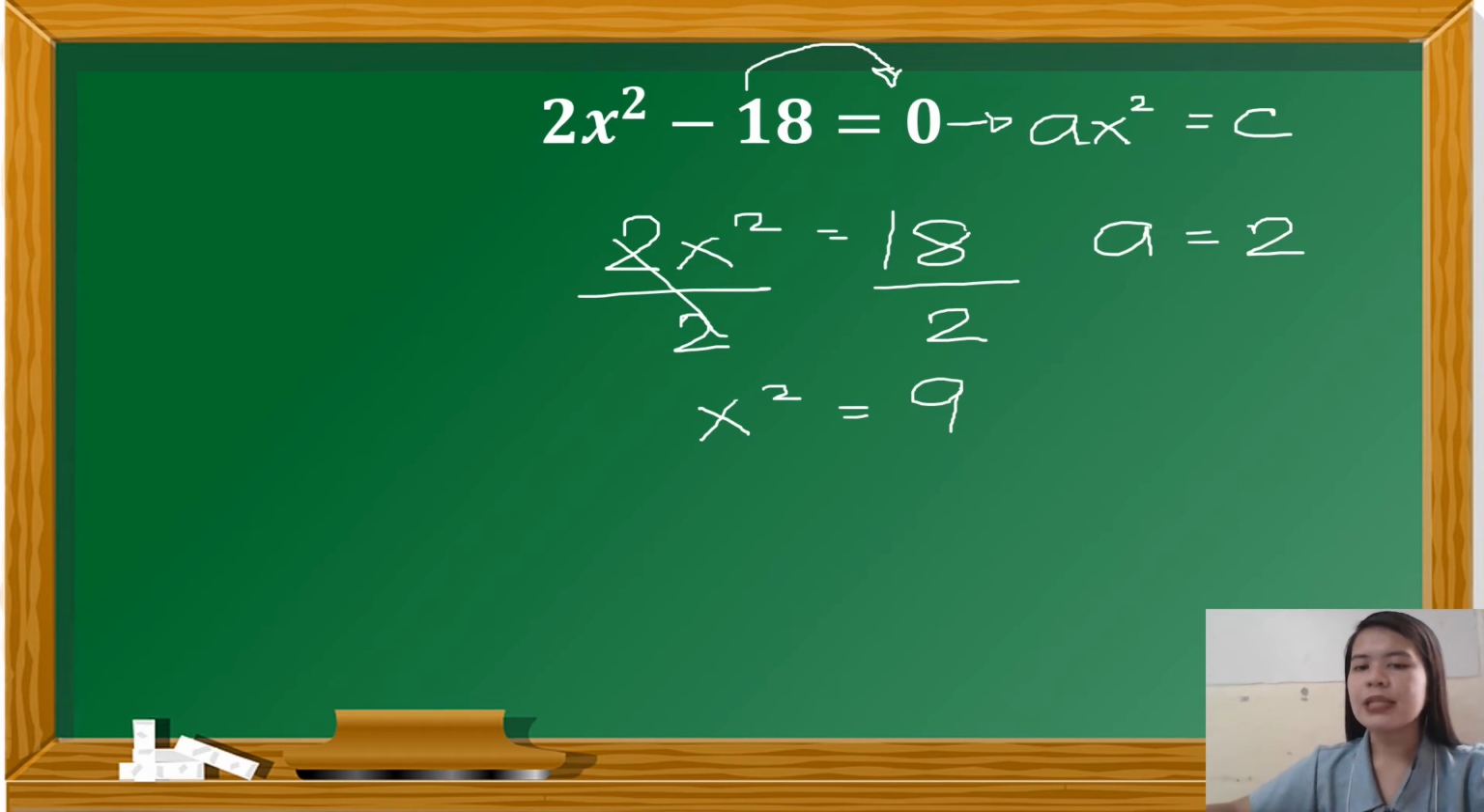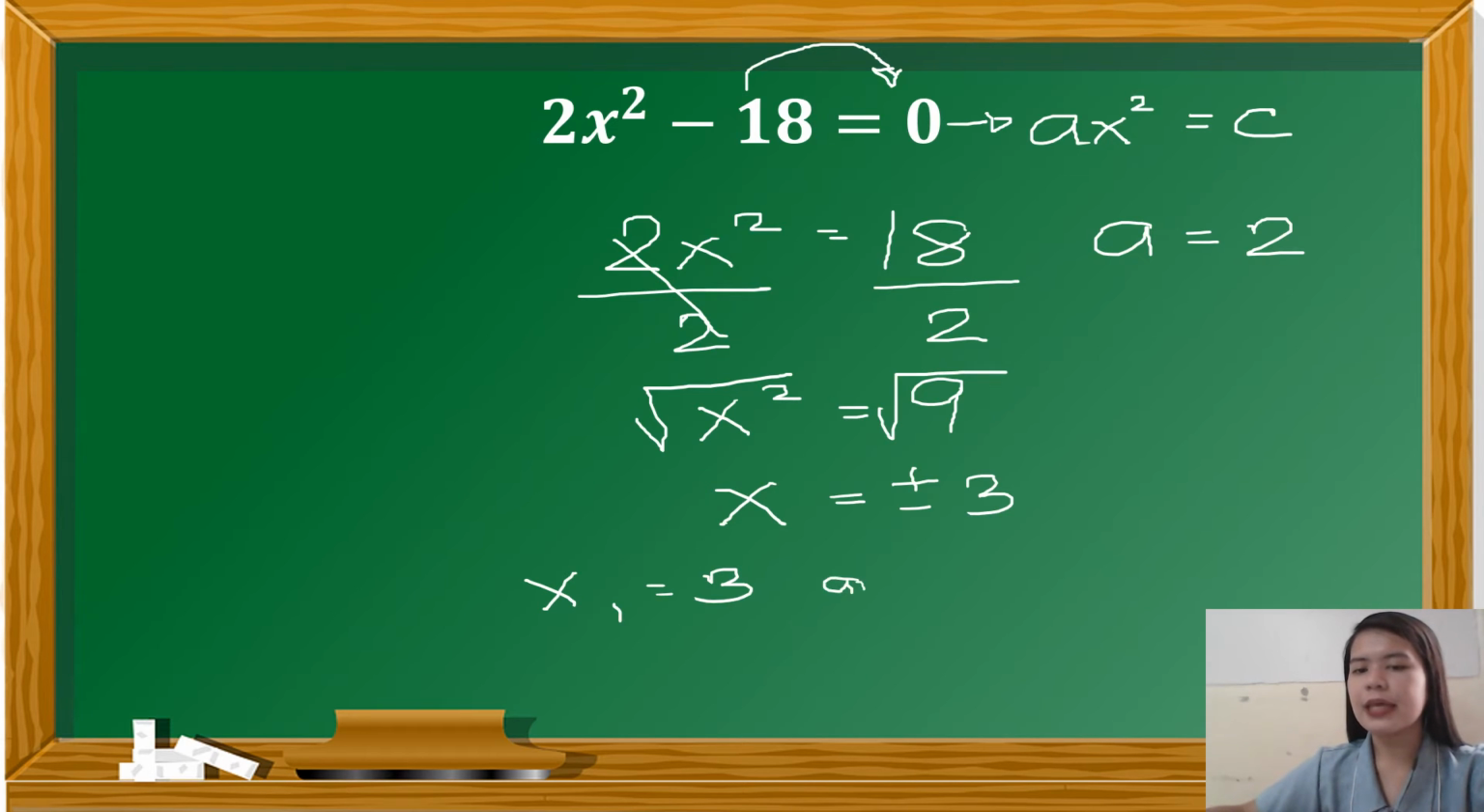We may now get the square root of both sides of the equation. The square root of x squared is x, while the square root of 9 is positive negative 3. Therefore, the values of x are 3 and negative 3.